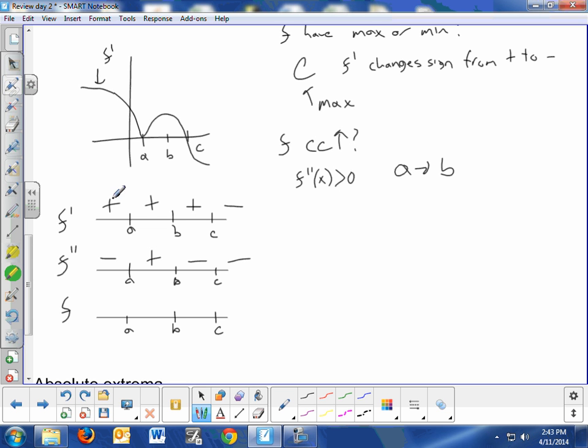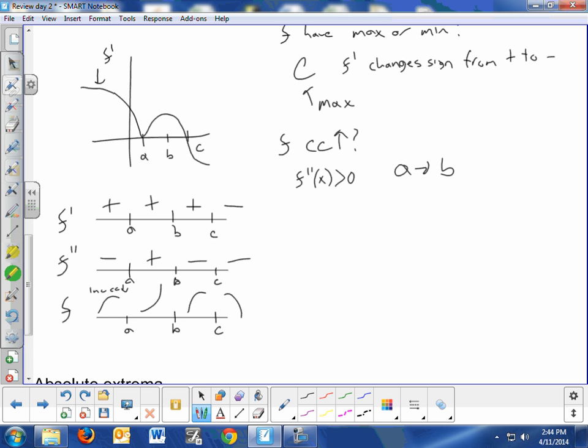Now remember, this means we are increasing concave down. Increasing concave down. Increasing concave up. Increasing concave down again. Decreasing concave down.